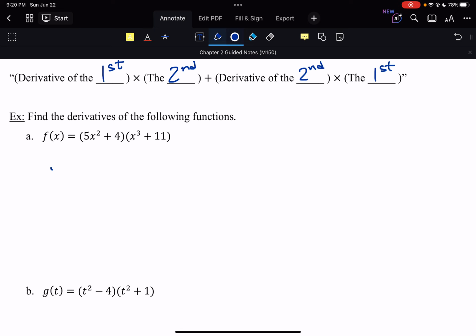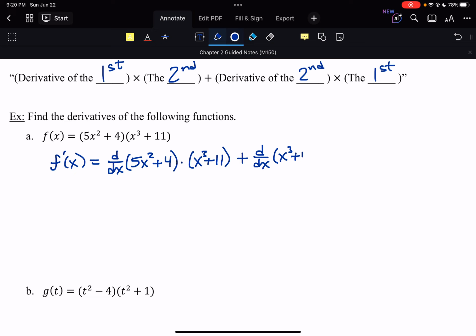So first one here, we have 5x squared plus 4 times x cubed plus 11. We are going to take the derivative of the first times the second plus the derivative of the second times the first.